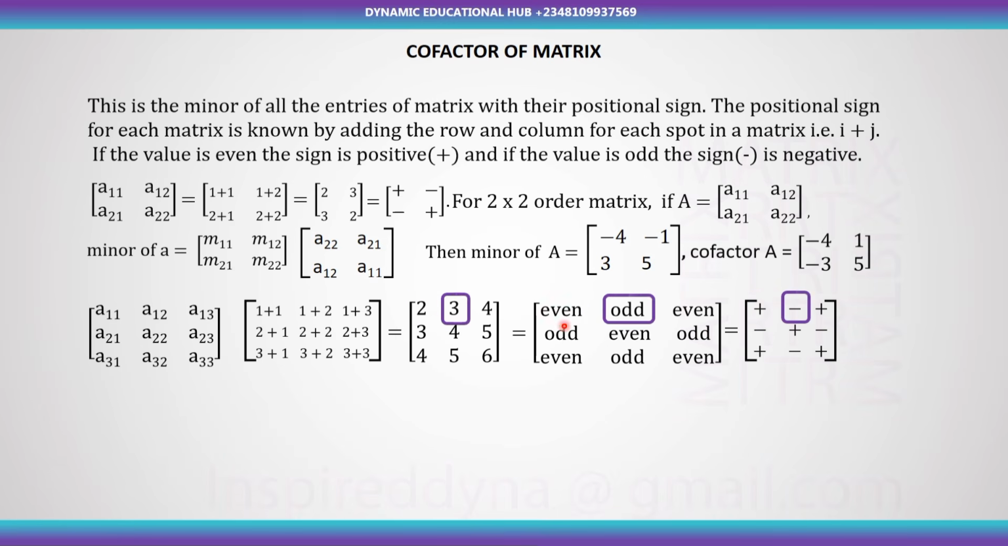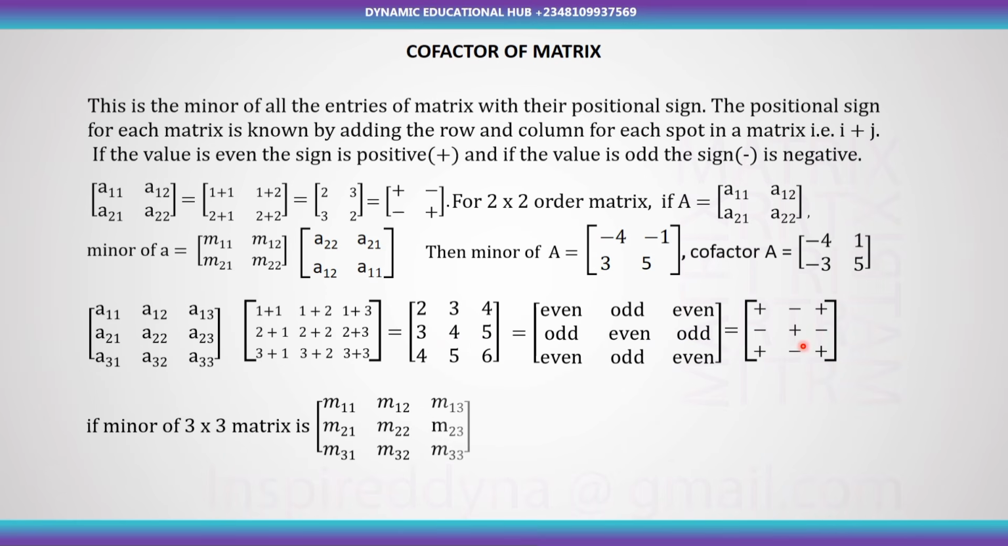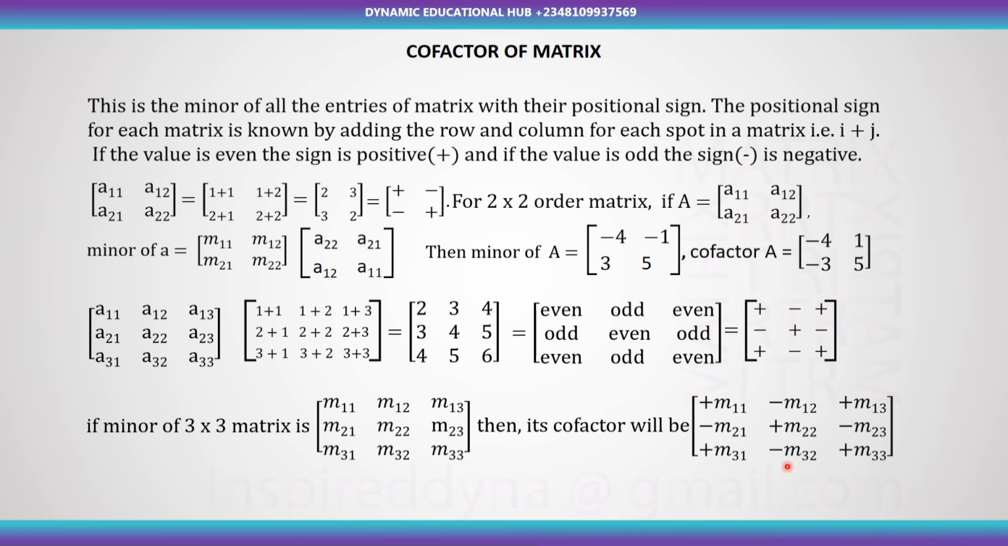Why is this one even? That is what I'm showing you. Now just know this: plus, minus, plus, minus, plus, minus, plus. If the minor of a 3 by 3 matrix is given as this, what will now be the cofactor? Let's consider the sign. The cofactor is going to be plus this, minus this, plus this, minus this, plus this, minus this, plus this, minus this, plus this.